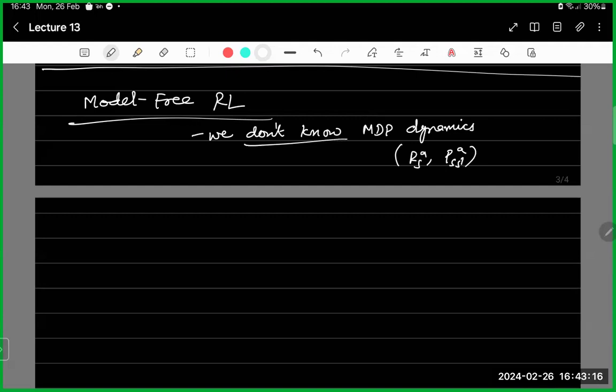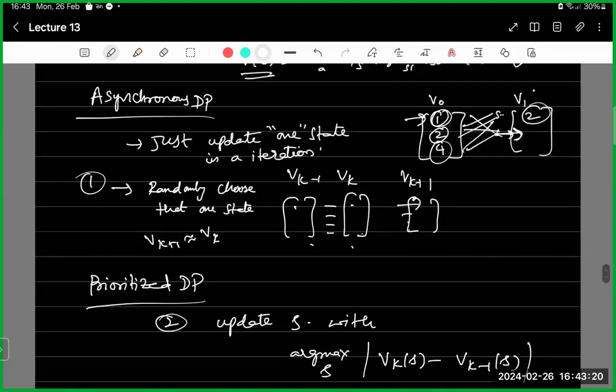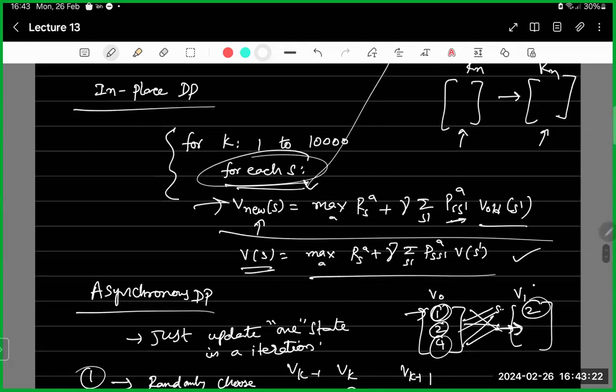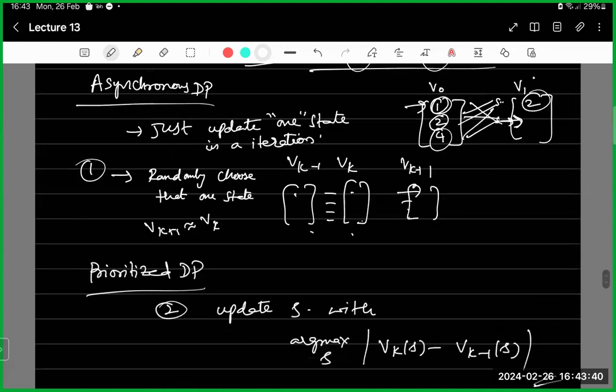And if you don't know these things, we cannot apply value iteration, right? Because in value iteration, in that update, we need these things, right? You need R(s,a), you need P(s'|s,a) to apply value iteration. But if you don't know these things, we cannot apply value iteration. So that means our current algorithm will not help us in this model free setting. Okay.